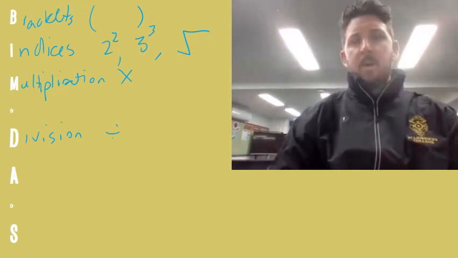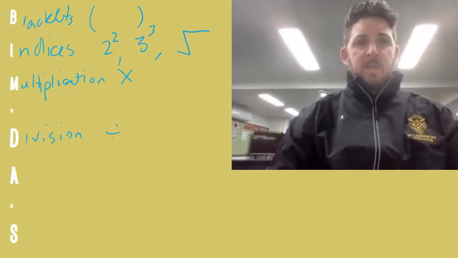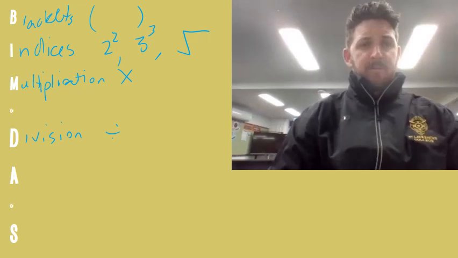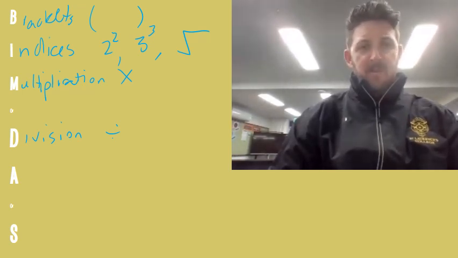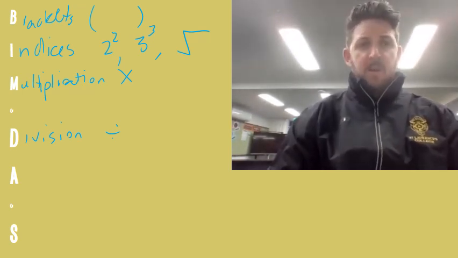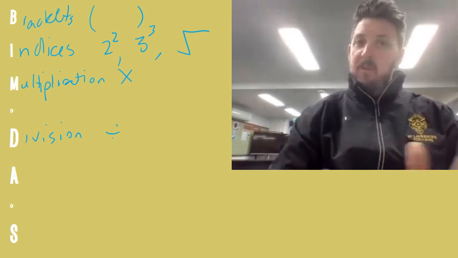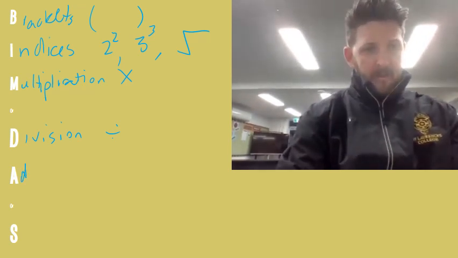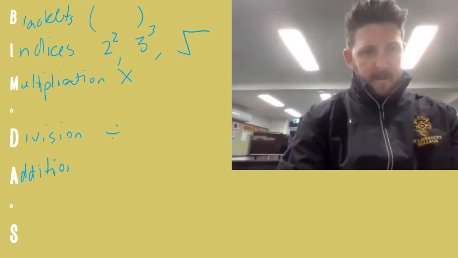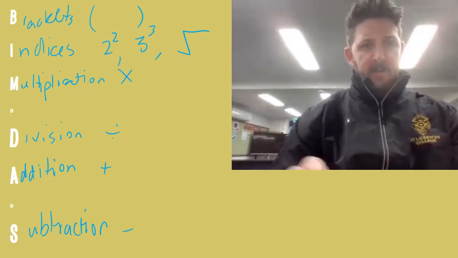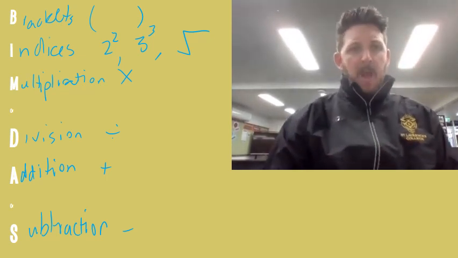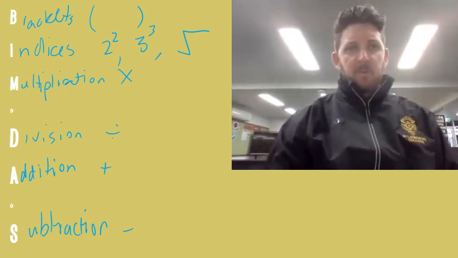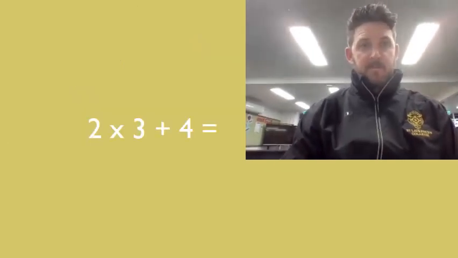Now when we say or, we mean whichever one comes first, working from left to right. So if a multiplication comes first, working from left to right, then we do the multiplication first. If division comes first, we do the division first. And we have addition and subtraction, which I know you guys are quite familiar with. Okay, let's move on because it's important to put this into the context of an actual equation.